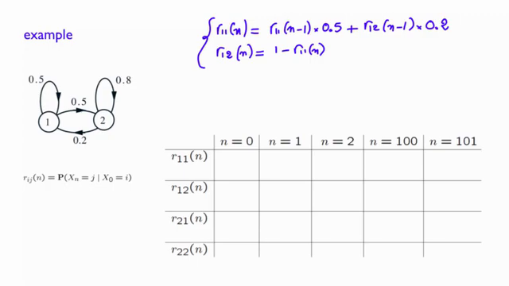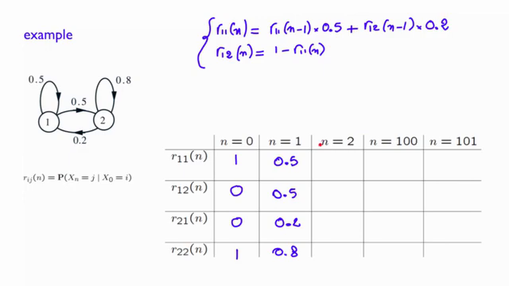As indicated before, the cases for n equals 0 or n equals 1 are simple and do not require the use of the recursions here. So, for example, for n equals 0, R11 of 0 will simply be 1, and so as a result R12 of 0 will be 0. And again, R22 of 0 will be 1, and as a result R21 of 0 will be 0. For n equals 1, these are the simple one-step transition probabilities. So you have 0.5 here, and 0.5 here, and for R21 and R22, 0.2 and 0.8.